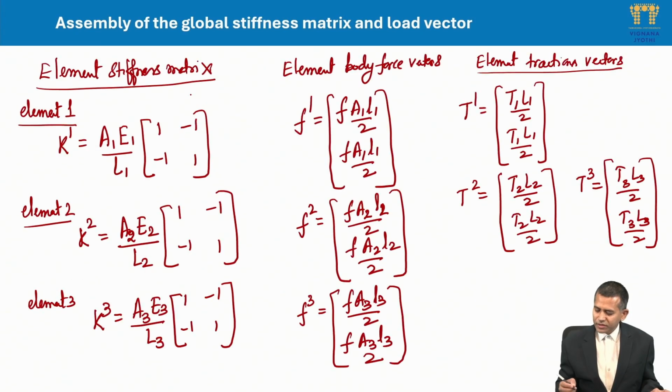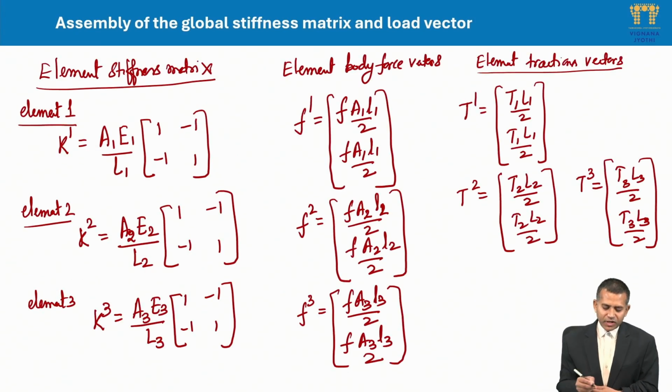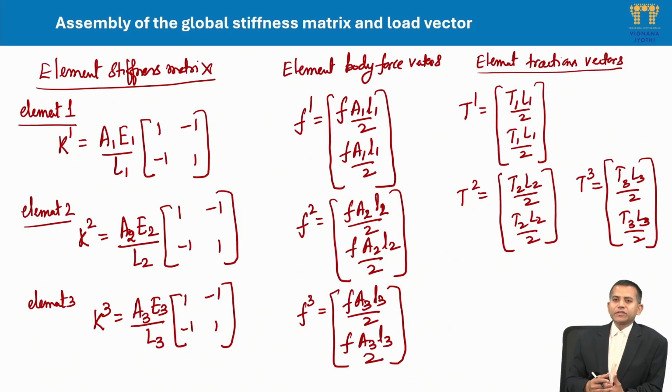So that's why we got the element body forces, the element traction vectors, and the element stiffness matrix. So once we get all this, then we can assemble them together, right? So how do we assemble?